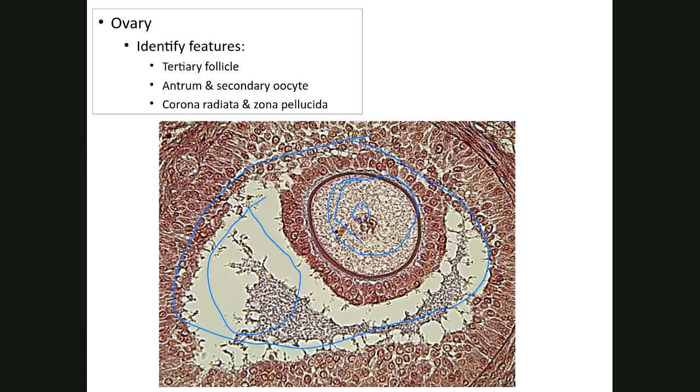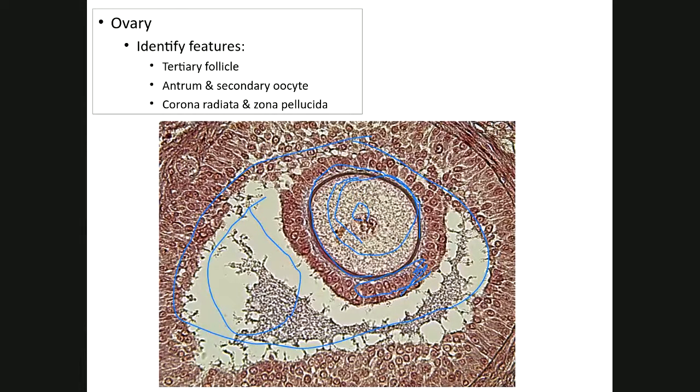And then what happens is at ovulation, essentially the secondary oocyte, including the zona pellucida and the corona radiata, are released from the ovary and ovulated into the fallopian tube. And so that's the structures that I was talking about. The corona radiata is sort of this crown of cells here. And then the zona pellucida is kind of this black line that you see encircling the secondary oocyte. So those things are all shed from the tertiary follicle at ovulation. And so those different structures you want to be able to identify as well as it relates to the ovary.